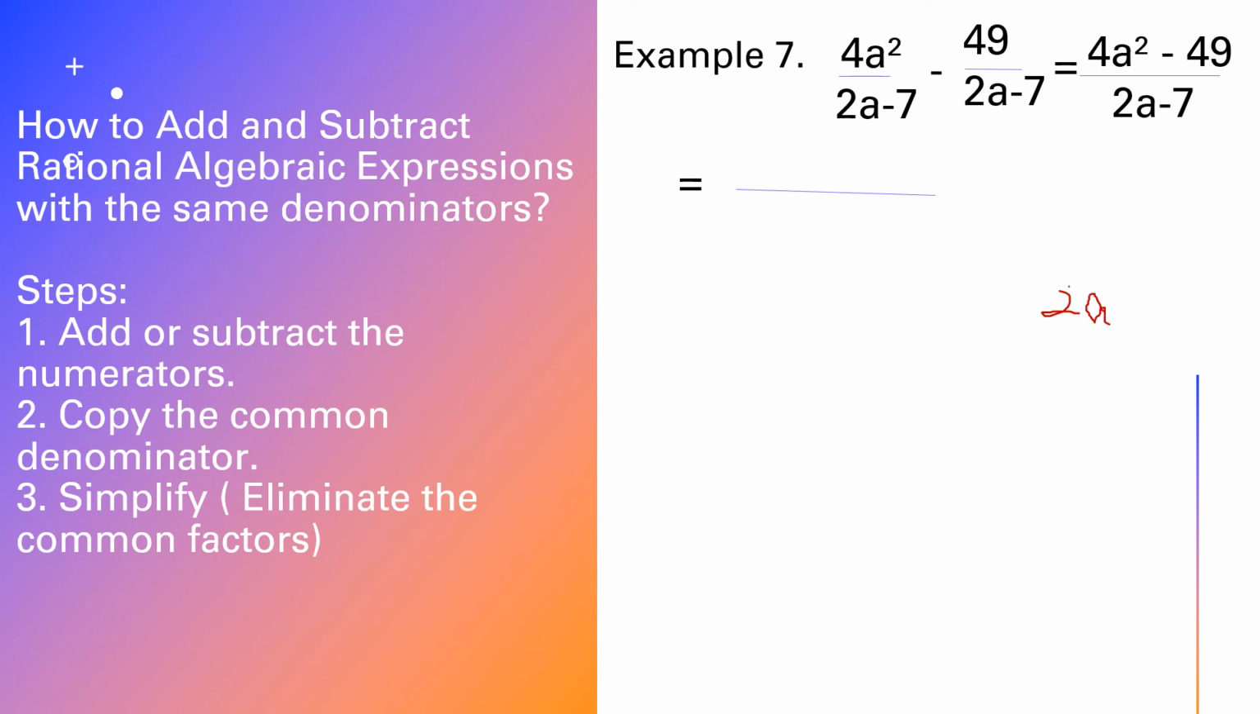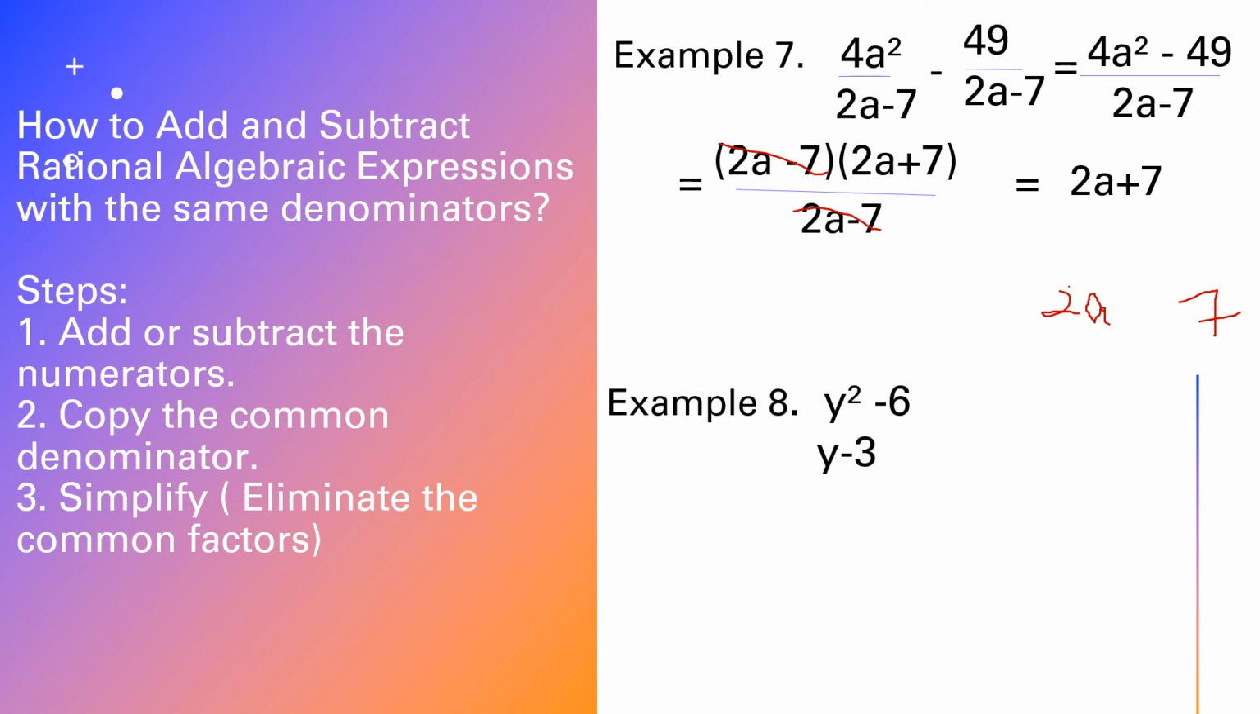What is the square root of 49? That is 7. The factored form of that, since it is a difference of two squares, is simply the plus and minus of 2a minus 7 times 2a plus 7 divided by 2a minus 7. So we can cancel this one. What is left now is 2a plus 7.